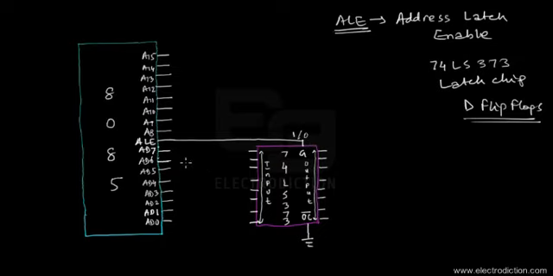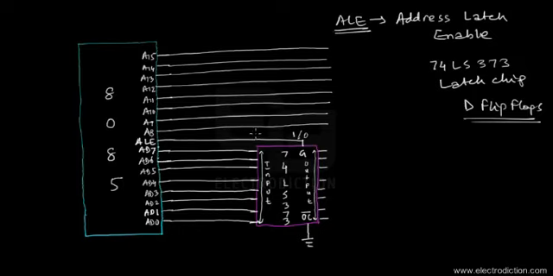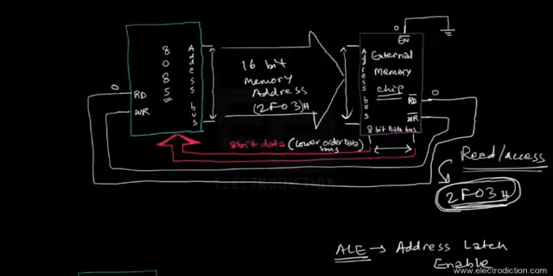So let's join the lower address bus to the latch chip concerned. I'm just going to join the lines over here. There you go, and this way all the lines need to be connected. In this latch chip there are 8 latching elements, and that's why we have 8 inputs and their corresponding outputs. We've joined the lines, and similarly we extend the lines of the higher address bus also.